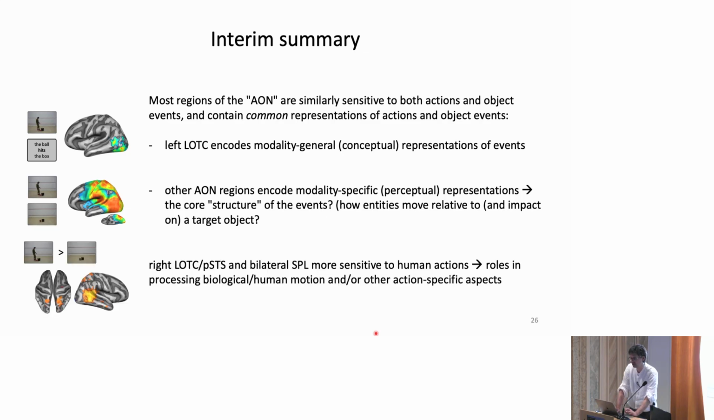So, by contrast, only few regions of the action observation network, namely right LOTC and bilateral SPL, are more sensitive to human actions. So these regions might have more specific roles in processing biological motion and perhaps other action-specific aspects.